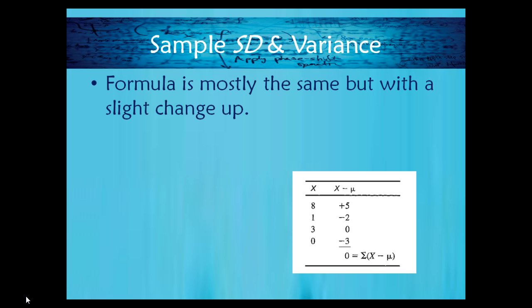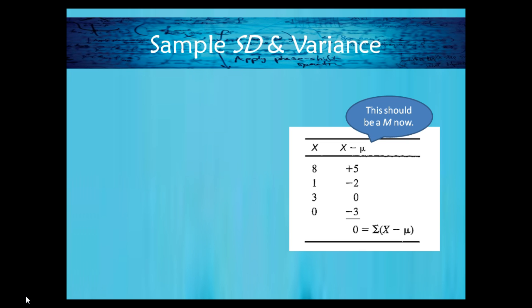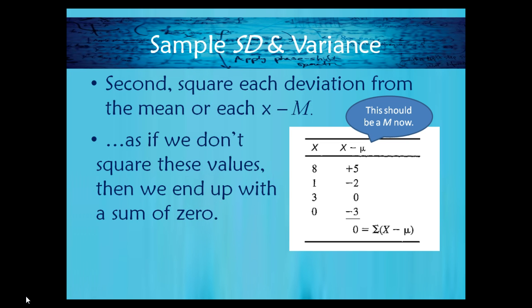This formula is mostly the same for the sample standard deviation, with a slight change. First, we find all deviations of the scores from the mean, just as before, where in this case the mean would equal 3, and it's an m instead of the mu. And remember, if we just add up those deviations, we get 0, because the mean is the balance point of the distribution.